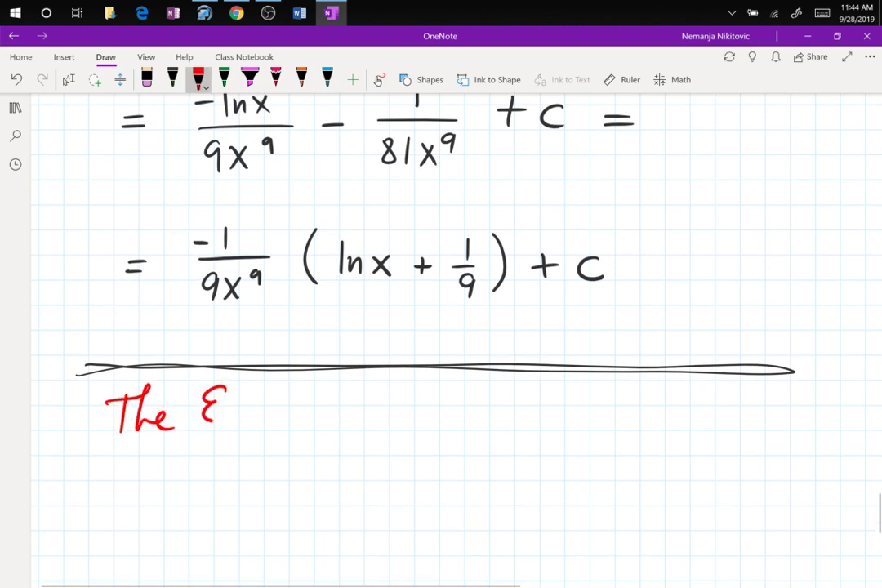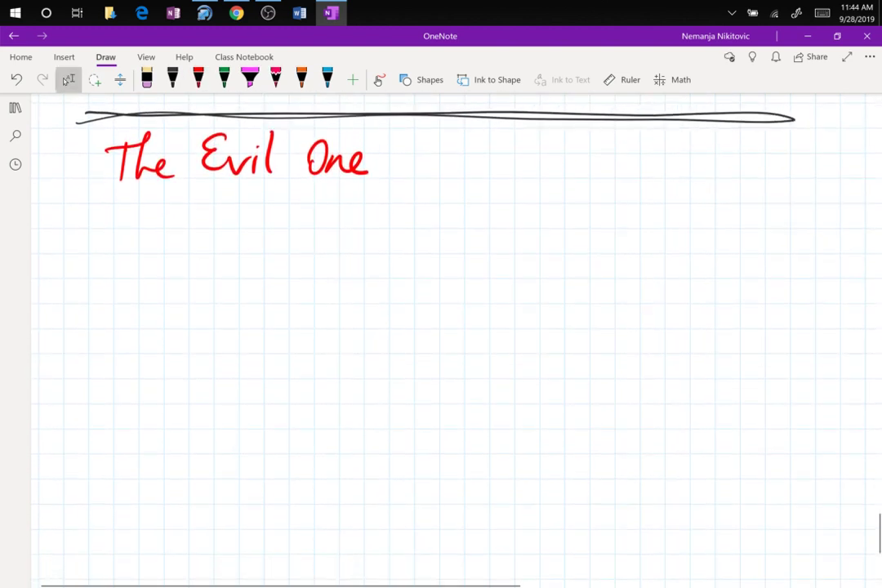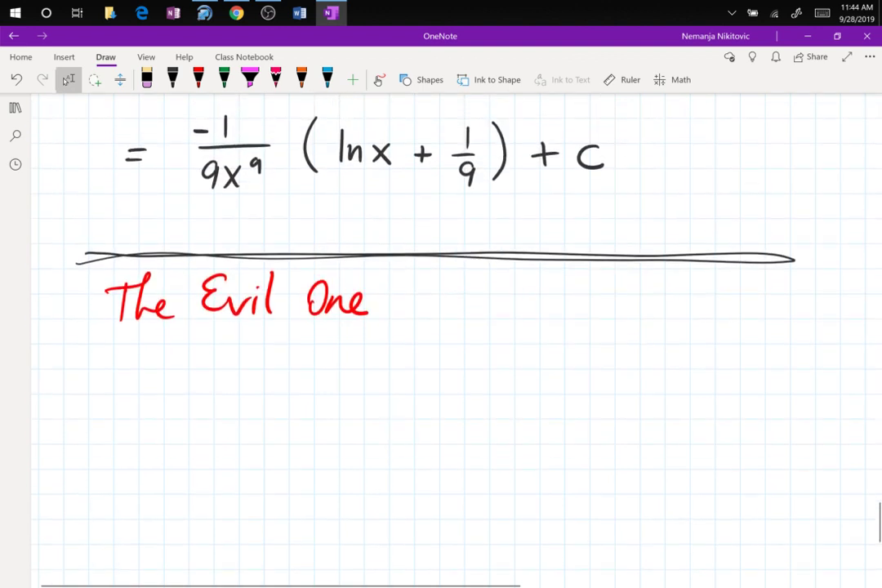For definite integrals, where do you evaluate? Do you just take the entire solution at the end, and you just plug the numbers in at the end? Yes. Well, we can do this. In the parentheses, it was ln x plus 1 over 9, right?